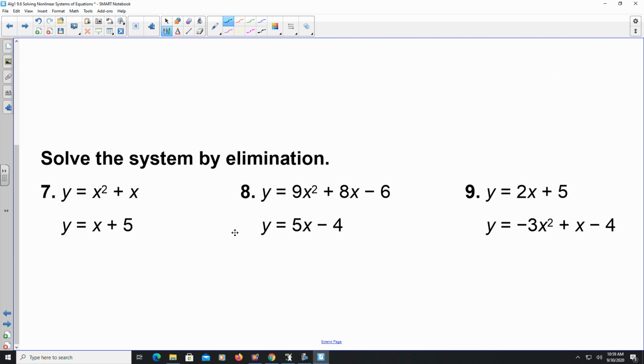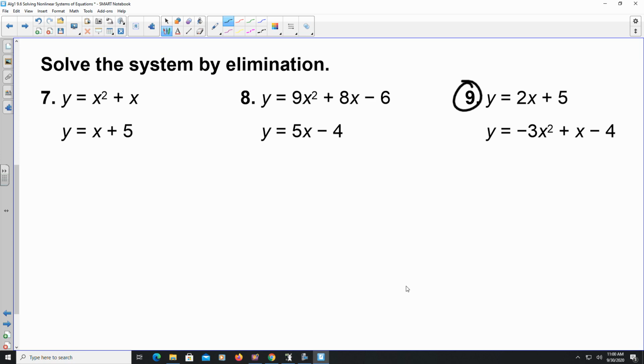So again, looking at these, let's do number 9. Let's see if I can solve this one. They want us to eliminate. Okay, let's see here. Actually, number 9 is another no solution. Let's get one that is a solution for elimination. So let's try 8. So let's look at this one.